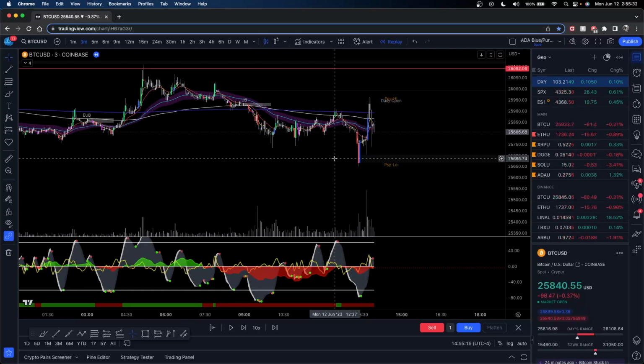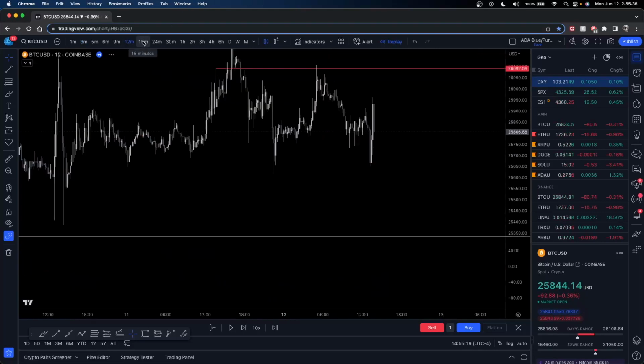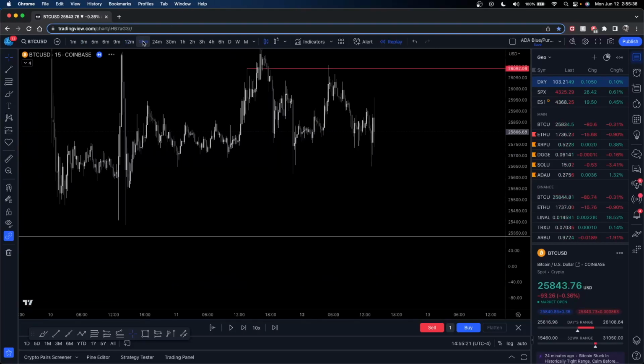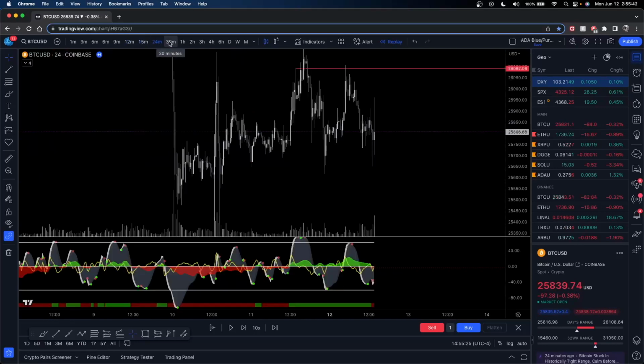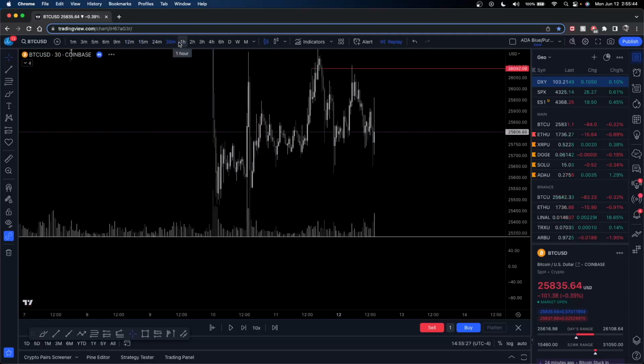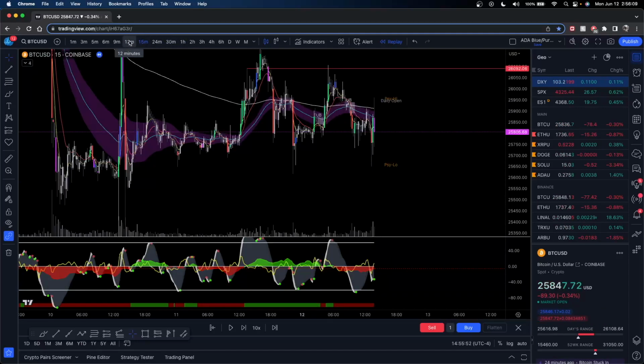So right now, what do I think is going to happen? It's probably going to go up because we had some nice 12-minute divergences, right? 15-minute divergences. Let's see, 24, do we have divergences? No divs on the 24, but you get the idea. So yeah, that's how I trade divergences, and that's how you can catch the exact tops and the exact bottoms.